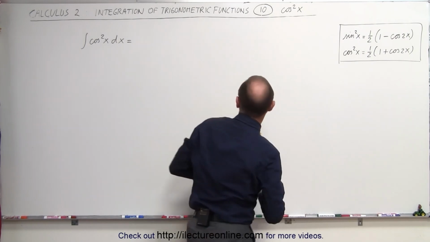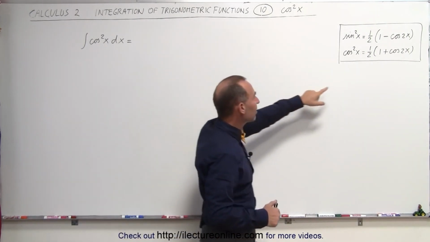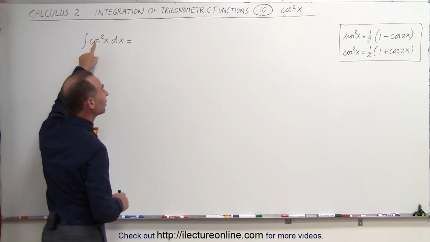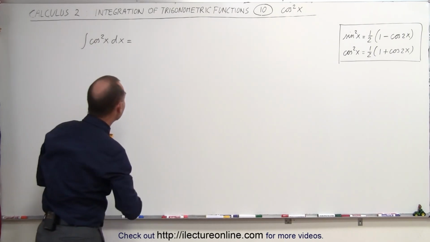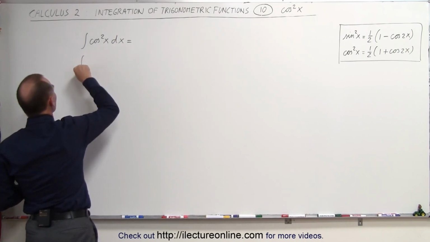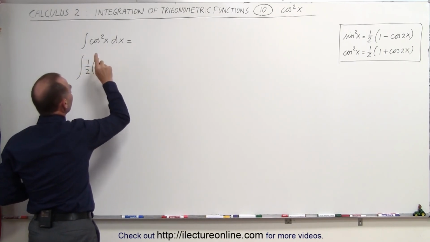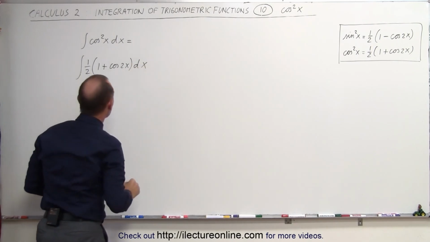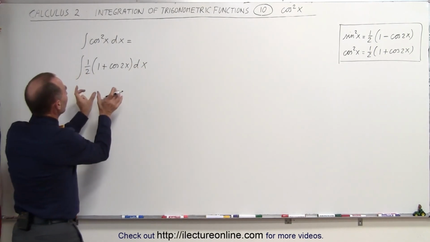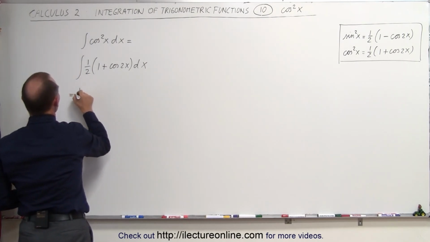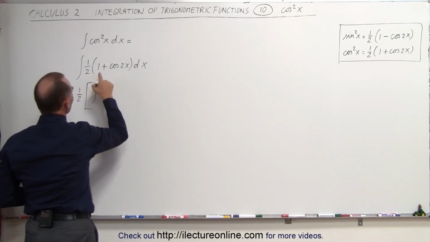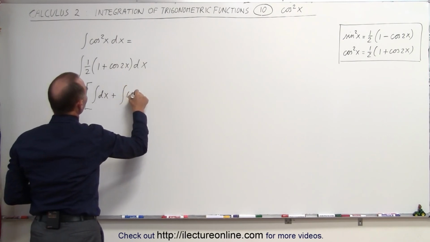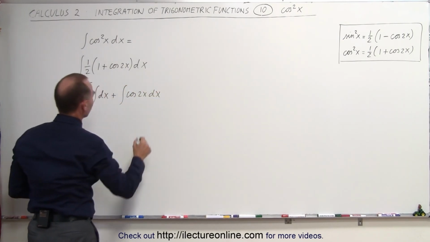What that does is it allows you to take a function which is squared and replace it by a function to the first power, which is a lot easier to integrate. So if we replace the cosine square of x by its identity, it looks as follows. This is equal to the integral of 1/2 times 1 plus the cosine of 2x times dx. Now we can take the 1/2 outside the integral sign, and split it into two different integrals. So this can now be written as 1/2 times the first integral, 1 times dx, plus the second integral, the cosine of 2x times dx.